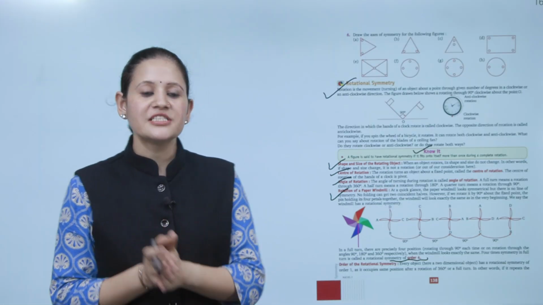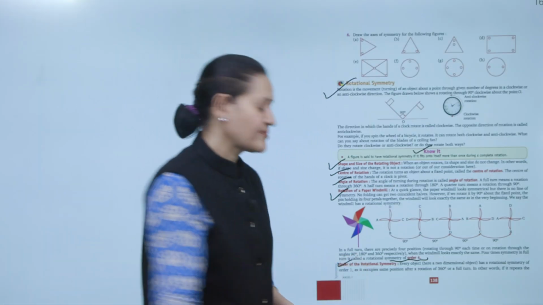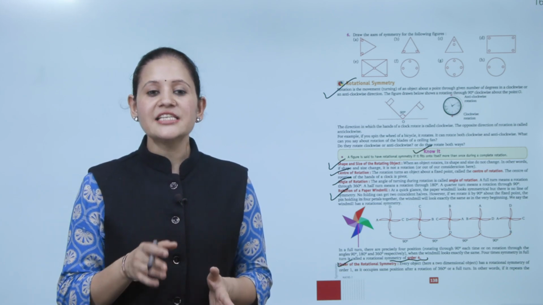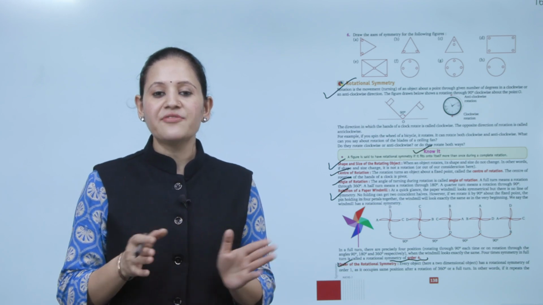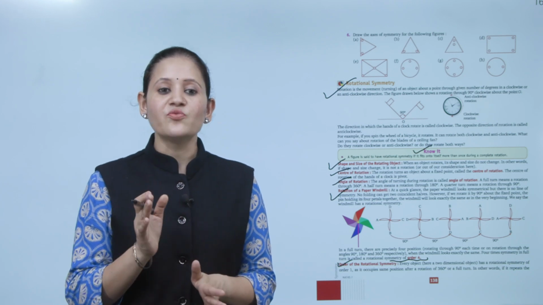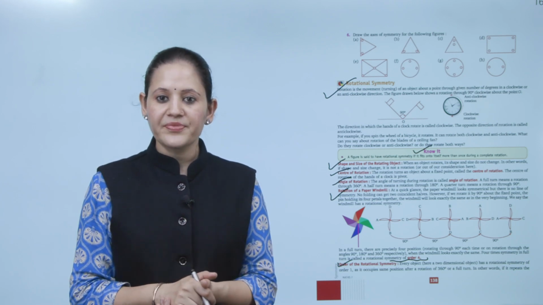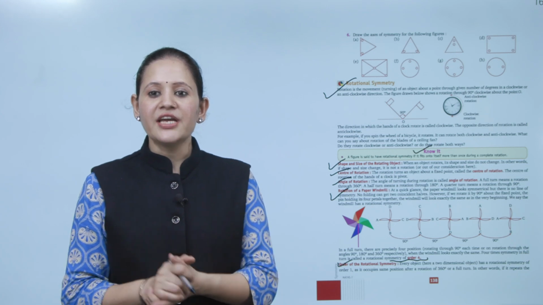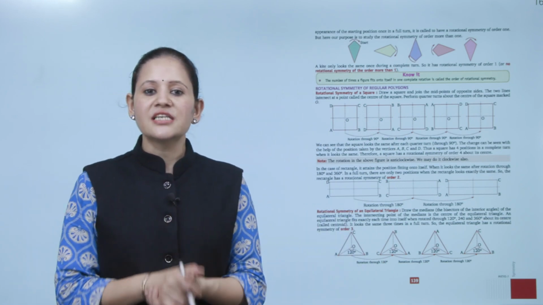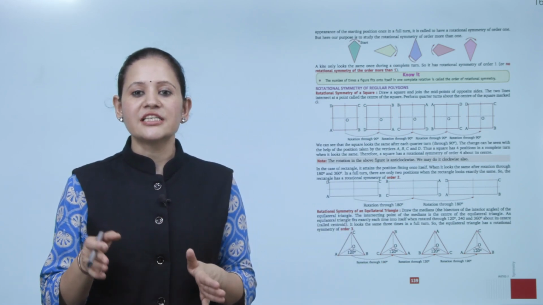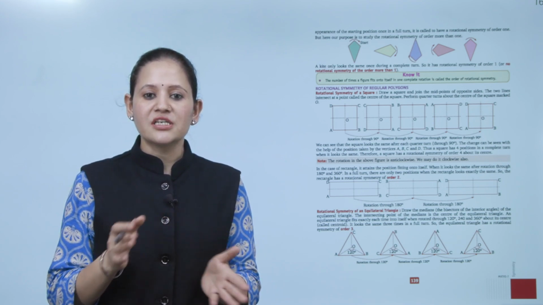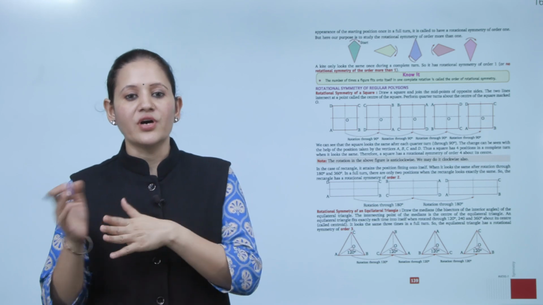Next is order of rotational symmetry. Every object has rotational symmetry of order 1 as it occupies the same position after a rotation of 360 degrees, a full turn. So every object has at least one order of rotational symmetry. Clear? In other words, if it repeats the appearance of the starting position once in the full turn, it is said to have rotational symmetry of order 1. But here our purpose is to study rotational symmetry of order more than 1.